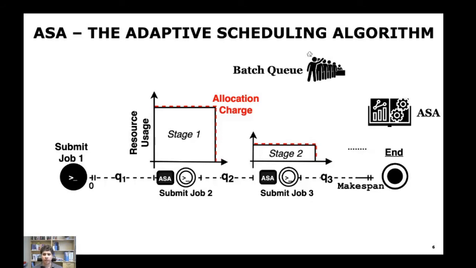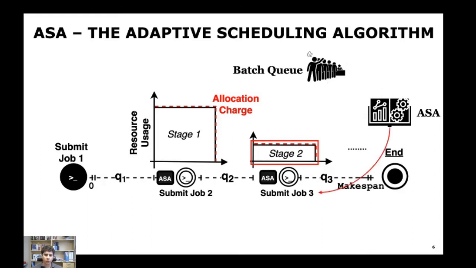As mentioned, ASA works during the execution of a workflow stage. At runtime, ASA checks its batch queue information for an upcoming stage. It keeps a probability distribution vector that describes all possible waiting times for a given job geometry, and then samples a waiting time according to this distribution.